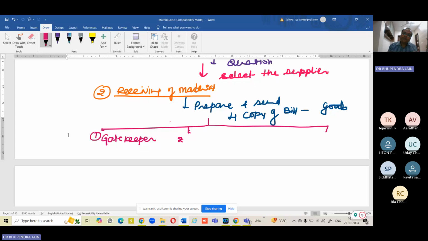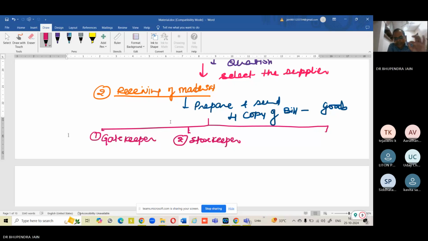Now the second copy is for the storekeeper. Again the storekeeper tallies the number of items and keeps the goods in the store. The storekeeper will also prepare specific types of documents. We will discuss further what type of records can be prepared by the storekeeper. After tallying the number of items, the storekeeper will keep the goods with him.